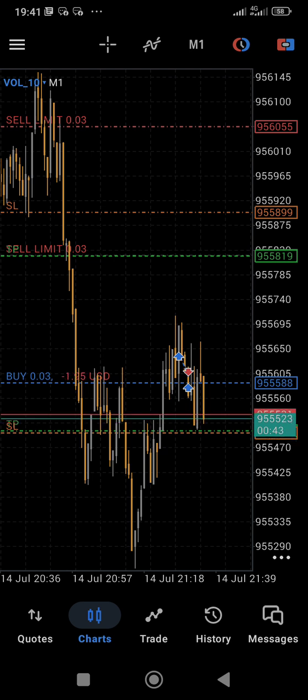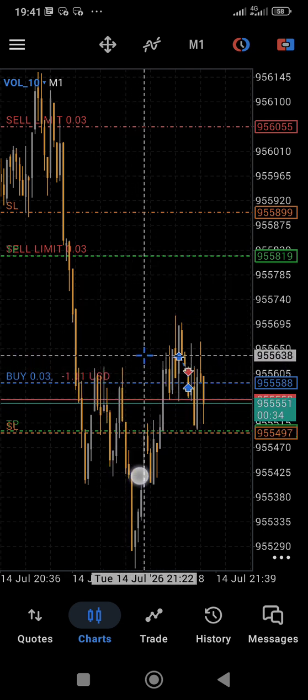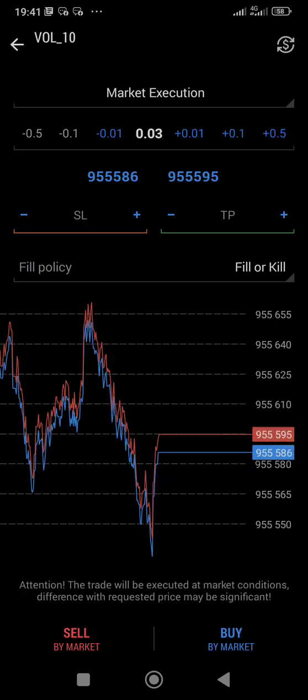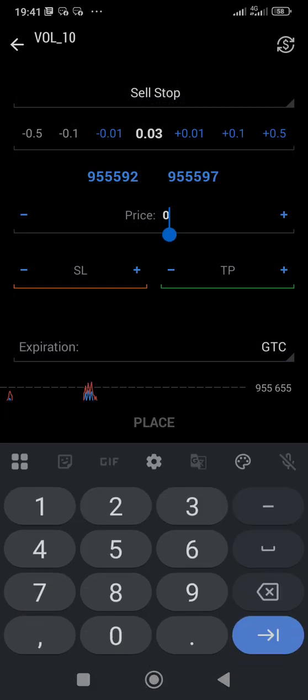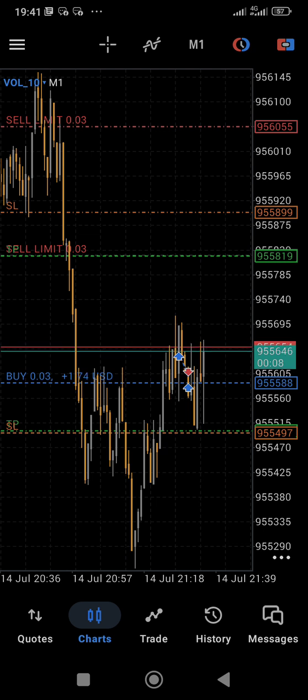Now let us try the sell stop again, or the buy stop. So we want to use the sell stop at a determined level closer to the current price. Let us say 955,650. So I'll just go straight to the 955, sell stop, 955,650. I think 65. Let me place the sell stop. Let me see if it is. Okay, the price is so okay.